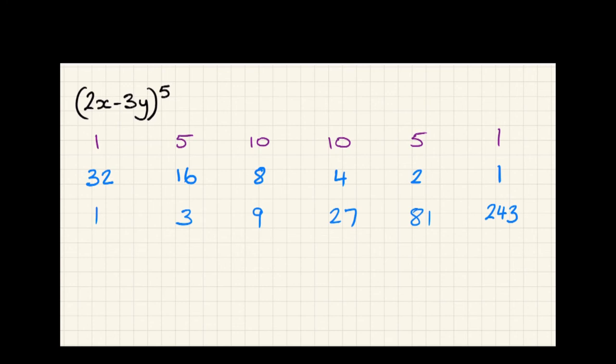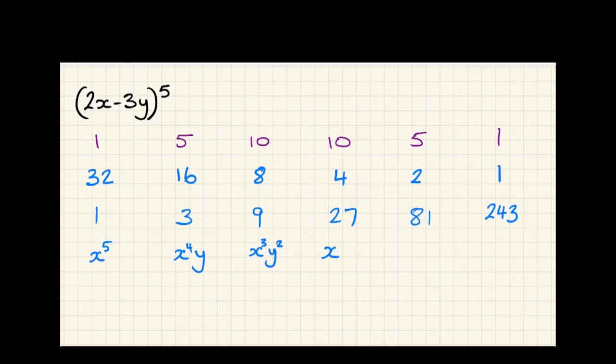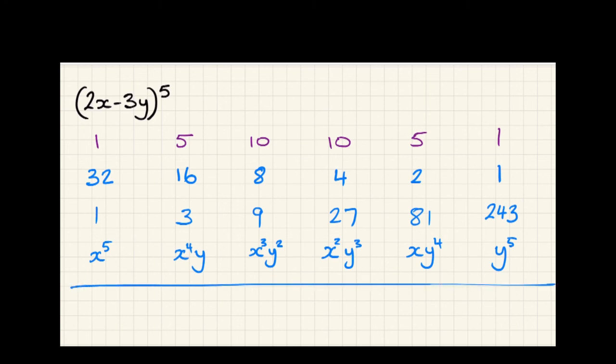And now I'm just going to fill in the letters, because that's a nice and easy pattern to write down. You can see the powers of x decrease as we go from left to right, and the powers of y increase as we go from left to right. So that's a nice pattern. It's easy to see if you've made a mistake. So now I need to multiply together everything that I've got there to get my final version of the expansion.